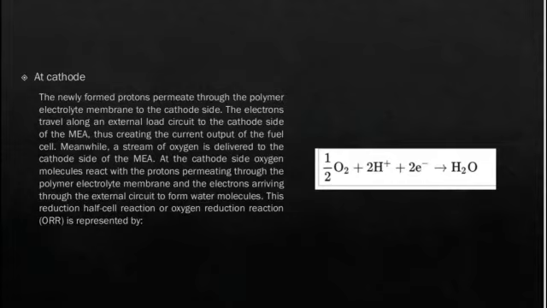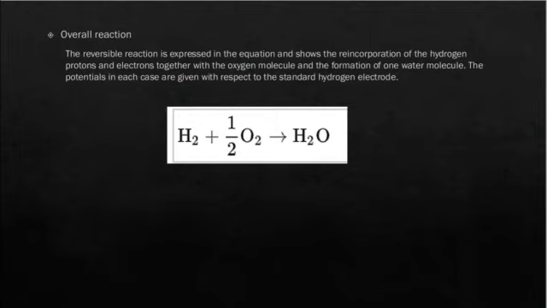Meanwhile, a stream of oxygen is delivered to the cathode side of the MEA. At the cathode side, oxygen molecules react with protons permeating through the polymer electrolyte membrane and electrons arriving through the external circuit to form water molecules. This is the reduction half-cell reaction, or oxygen reduction reaction. The ORR is represented by the chemical reaction beside, which produces water.